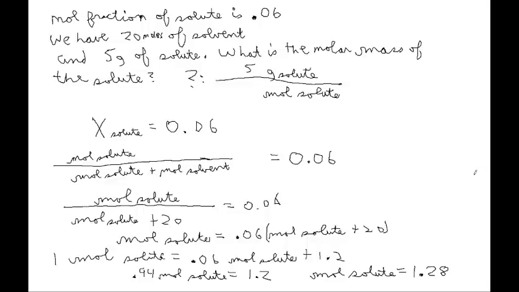So 5 grams divided by 1.27 is equal to 3.92 grams of solute per mole of solute.